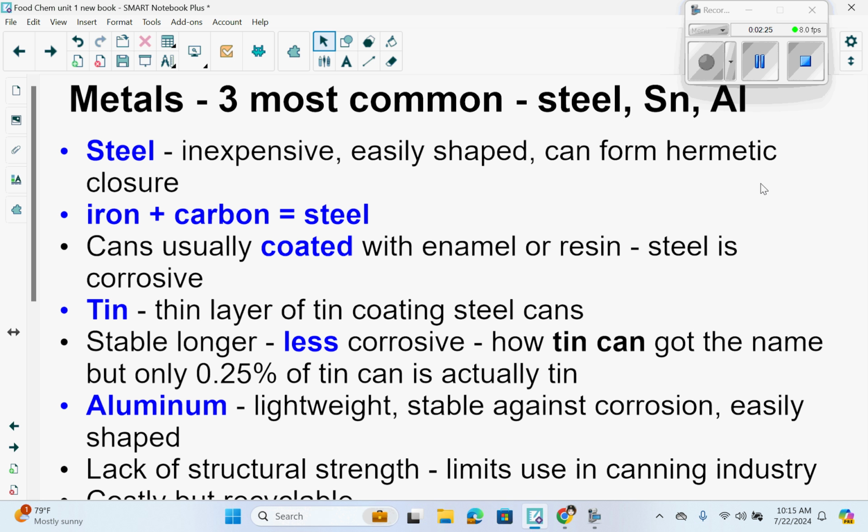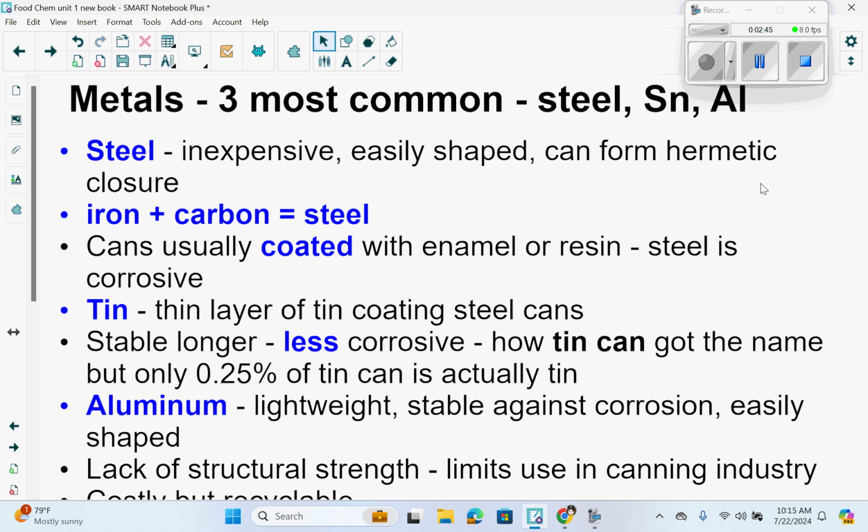Steel is inexpensive, easily shaped, and can form that hermetic closure. Iron and carbon actually make up steel. It's not on the periodic table. It's a combination of iron plus carbon. Cans are usually coated with enamel or resin because steel is corrosive.